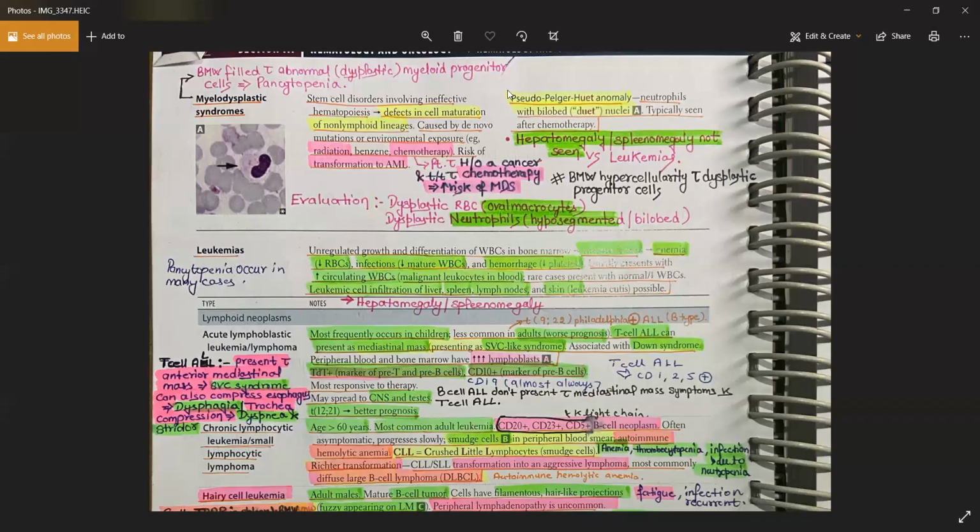And you can also have the pseudo Pelger-Huet anomaly, which is nothing but just a bilobed nucleus of the neutrophils. And the patient will also have an increased risk of AML. The risk of AML is there. So, any doubt on the myelodysplastic syndrome? No, thank you.